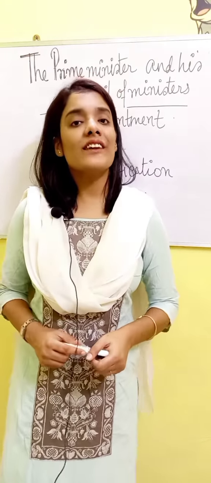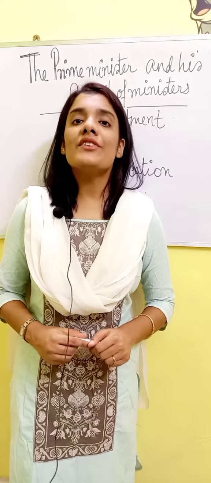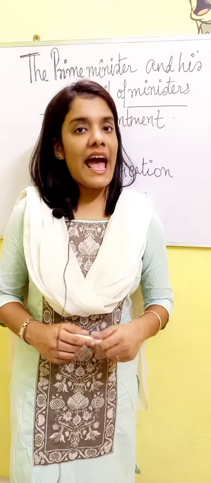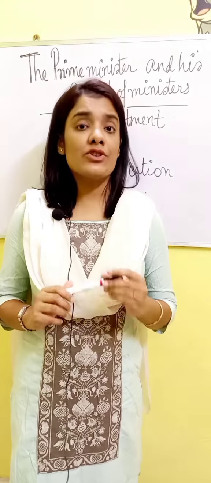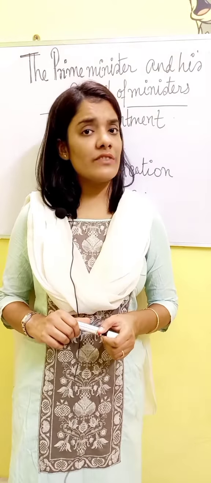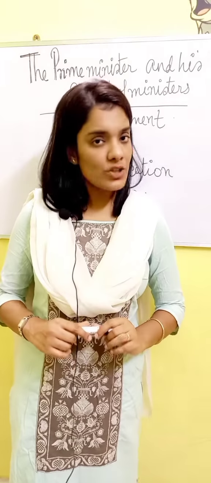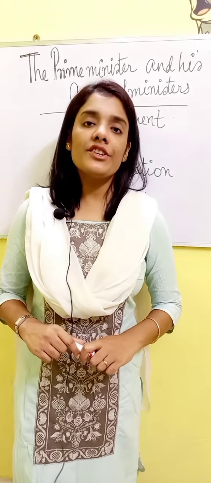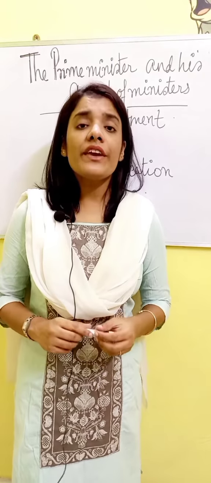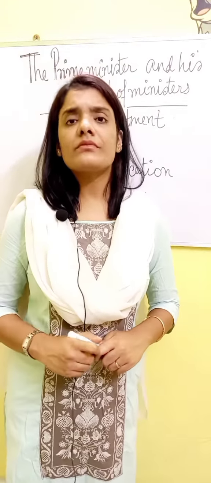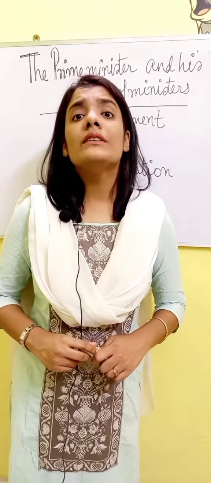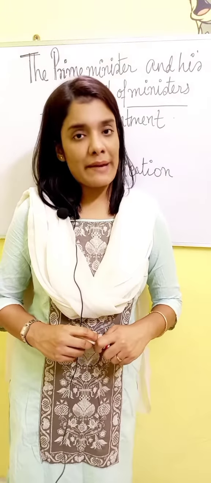So what about his term or tenure? The Prime Minister remains in his office for 5 years. As long as the majority party remains in power in the Lok Sabha, the Prime Minister also remains in his office. What about the qualification of the Prime Minister? The qualification of the Prime Minister is similar to that of the member of Lok Sabha, that of the member of Parliament. Now we will study the powers and functions of the Prime Minister.